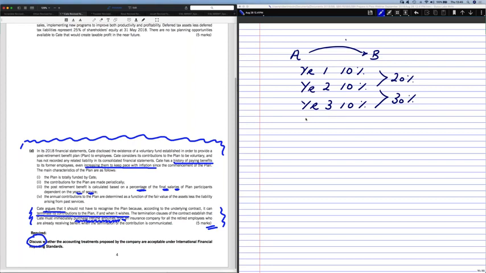What about then year 4? I think you know where this is heading. Year 4, they acquire a further 30%. And so now we're dealing with cumulatively 60%. Now, what do you think is going to be the relevant accounting here?